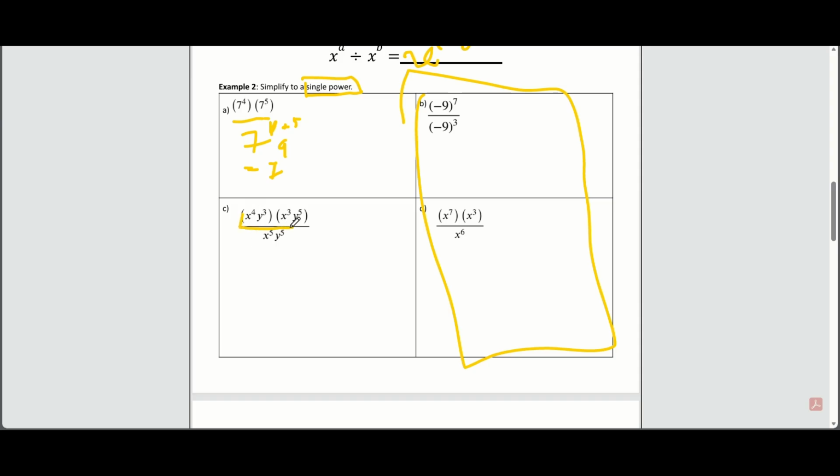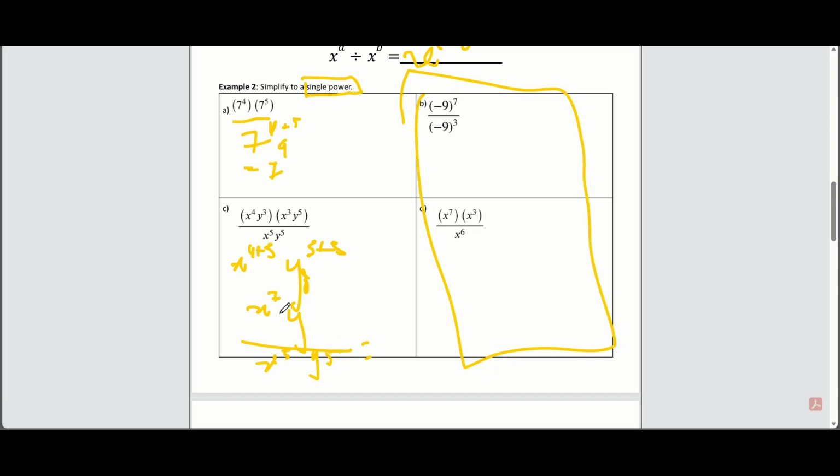So what happens here? Because this is like brackets, I think of it as something on its own first. So we're going to do x to the power of 4 plus 3, then y to the power of 3 plus 5. Wait, let me get my eraser because I can't see the bottom. That's going to get us x to the power of 7, y to the power of 8, over x to the power of 5 and y to the power of 5.